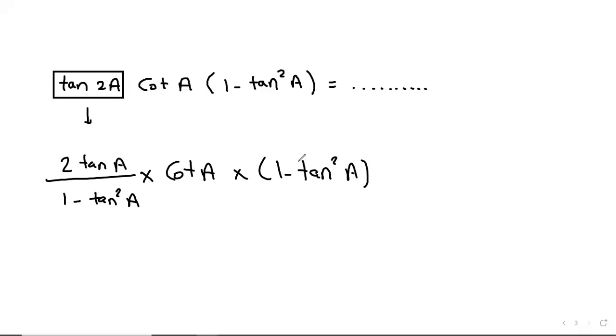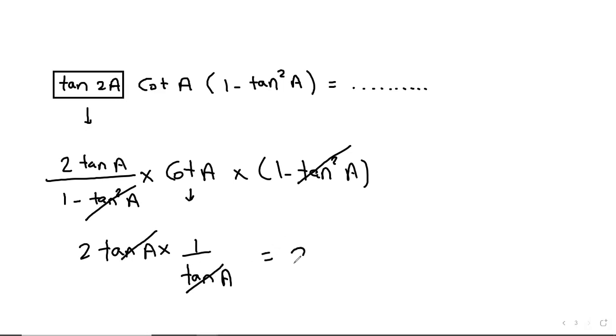So we have here at the top and at the bottom the same expression, 1 minus tan squared a. So one cancels another out. You're left with 2 tan a cotan a. We can write instead of cotan a, 1 over tan a. So cancel tan a and tan a. We ended up with 2.